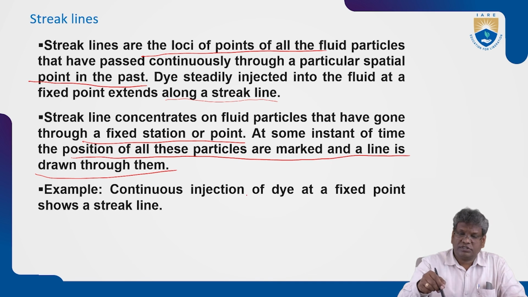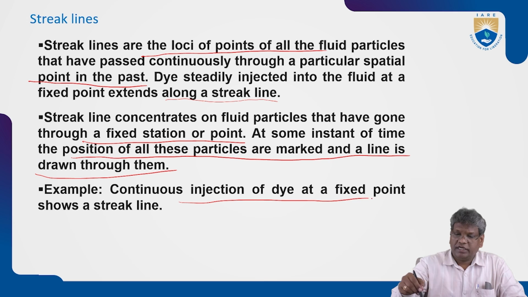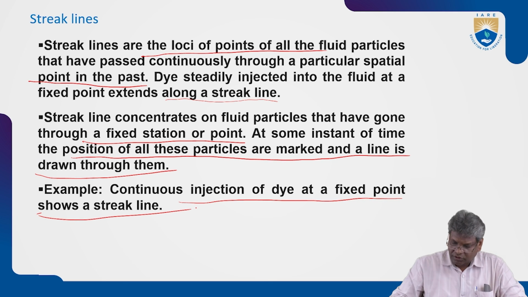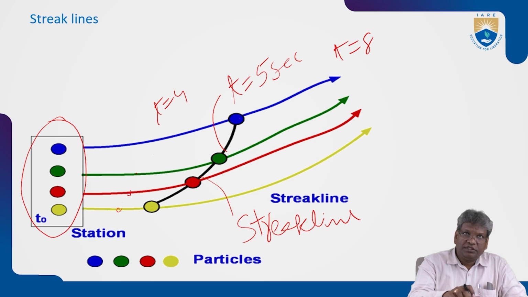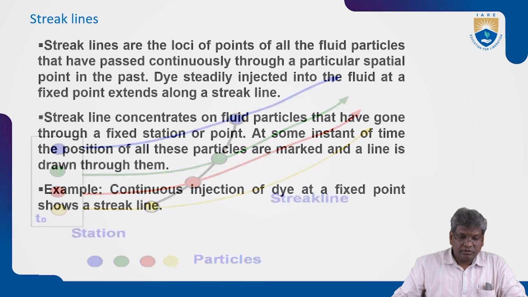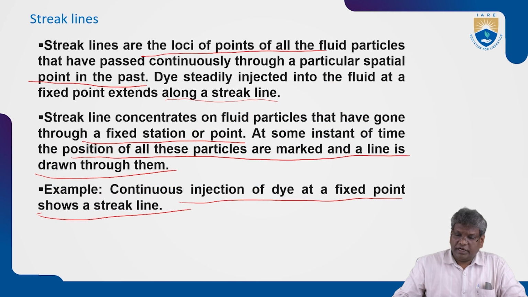An example is continuous injection of dye at a fixed point, which shows a streak line. Here we are continuously injecting the dye at a fixed point.